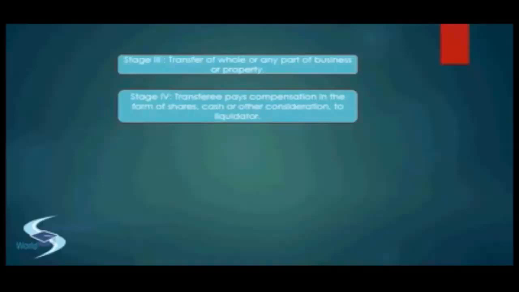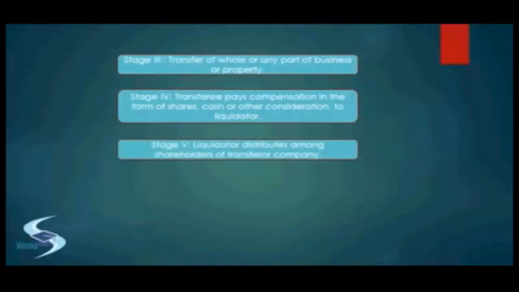The transferee pays the compensation in the form of shares or cash or any other form, whatever is agreed in the agreement, and this is given to the liquidator. The transferee company has no direct interaction with the transferor company. They have an agreement, a bond, with the liquidator. So when they take the property and assets, they give the shares or the cash or whatever it is to the liquidator. And then it is the duty of the liquidator to pass it on to the shareholders of the transferor company.